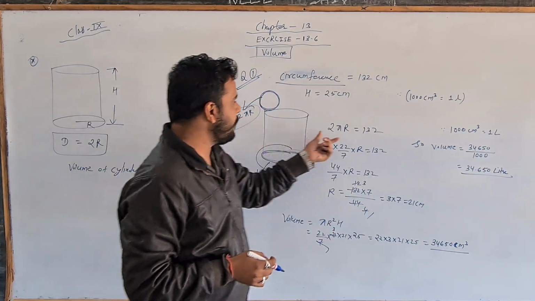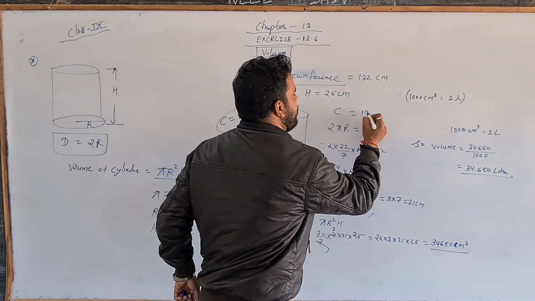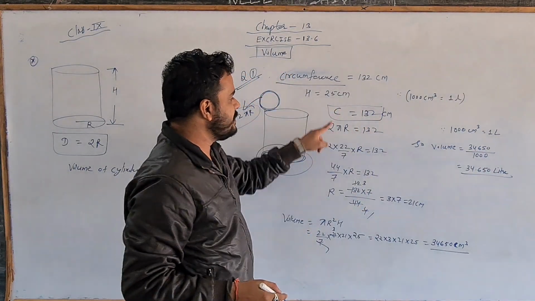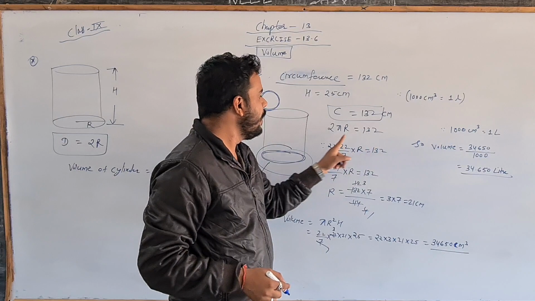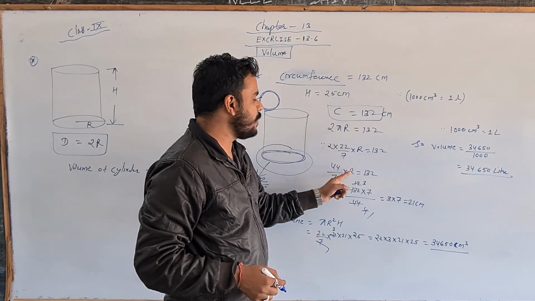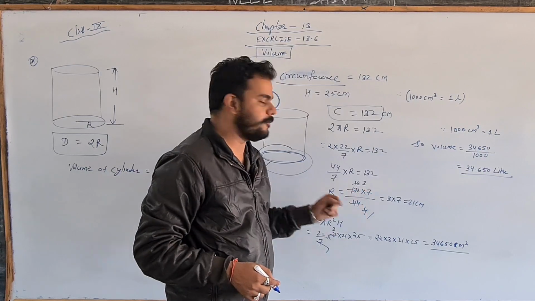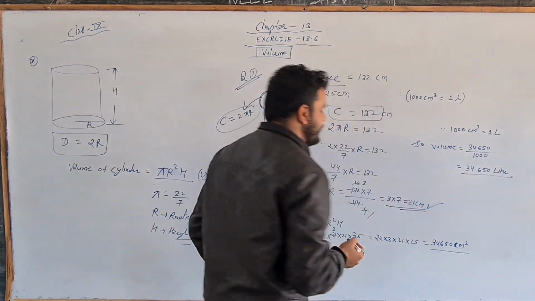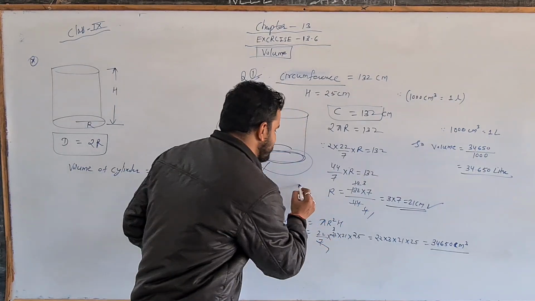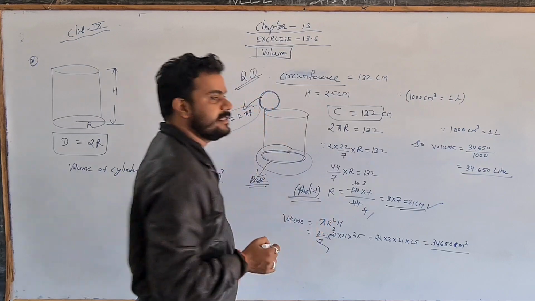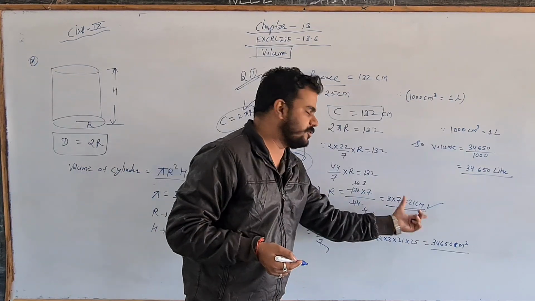The circumference is given as 132 centimeter, so 2 pi r equals 132. Pi is 22 by 7. 2 into 22 is 44 by 7. So r equals 132 into 7 upon 44, and when we cut, we get 21 centimeter as our radius. First of all, we have to find the radius because the radius is not given. So the radius is 21 centimeter.